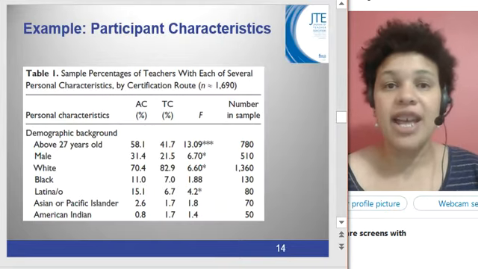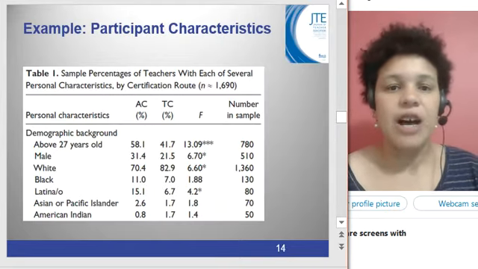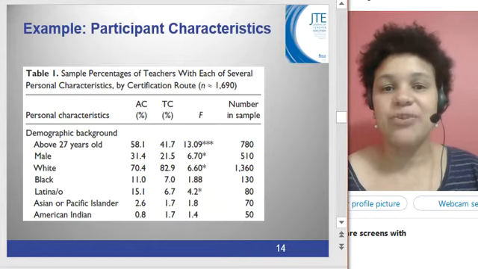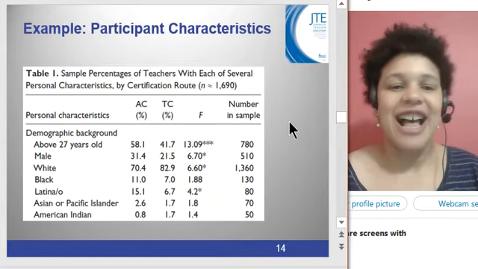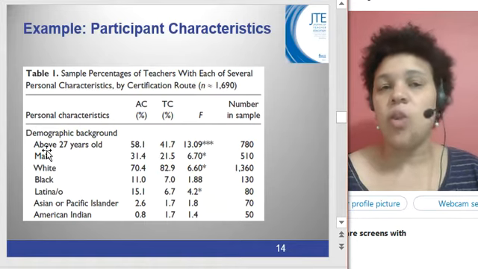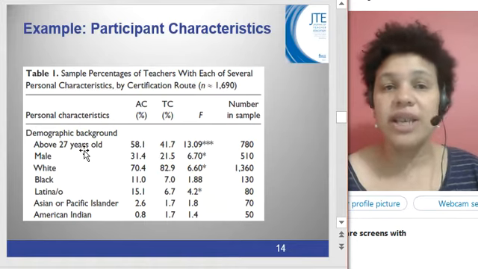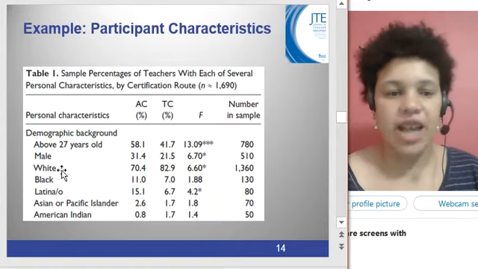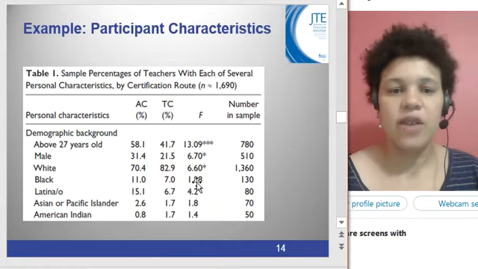So, for example, in my study that was published in the Journal of Teacher Education, that's why I put this little picture up here, I report demographic background, whether or not the teachers were above 27 years old, what their gender was, and just broad racial categories for my sample.